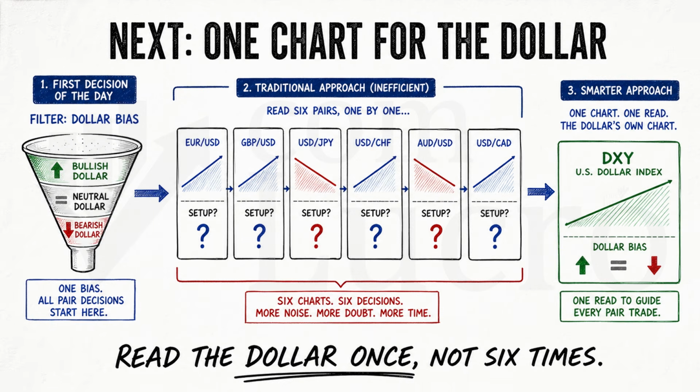And if the dollar is the engine underneath most of your screen, there's an obvious next question. Is there one chart that just tells you what the dollar itself is doing, so you don't have to read it out of 6 pairs at once and hope you got it right? There is. It's called the dollar index. And in the next video, we'll use it as a single filter for your dollar bias before you look at any pair at all. I'll see you there, trader.